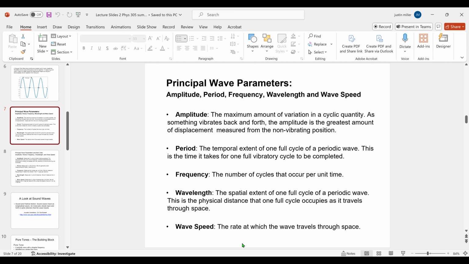And then we've got the wave speed. And the wave speed is just how fast does the wave travel through whatever material it's traveling through. And it says space here. By space, I don't mean like outer space, just through the surroundings that occupy that particular wave itself. All right, so we've got these 5 fundamental parameters here that we're going to use to characterize waves and discuss them.